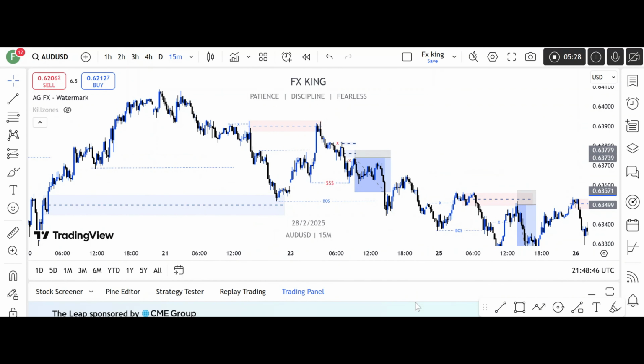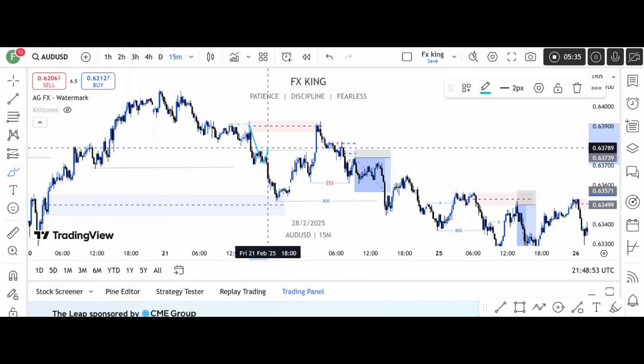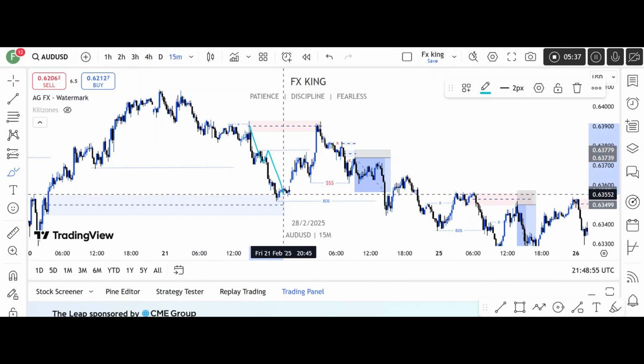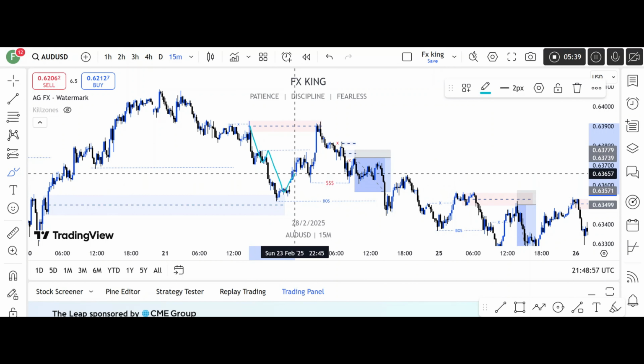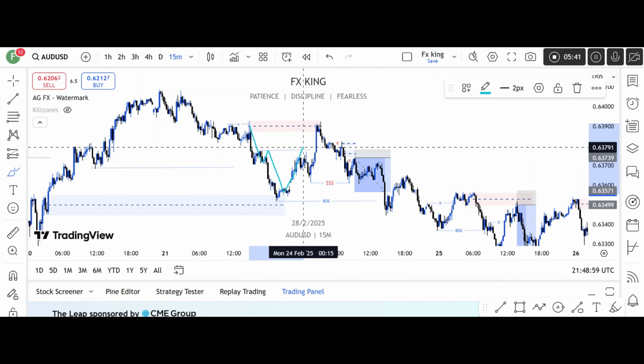So basically what we got here is this, right? The market dropped off here, made a pullback and pushed to the downside. After pushing to the downside, the market pushed above, taking out our pullback.